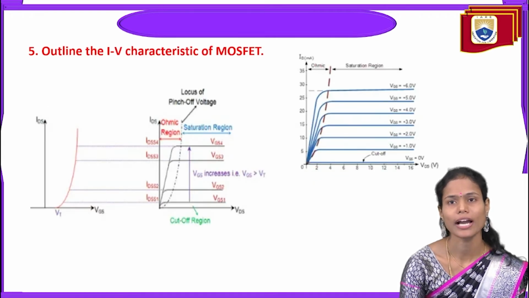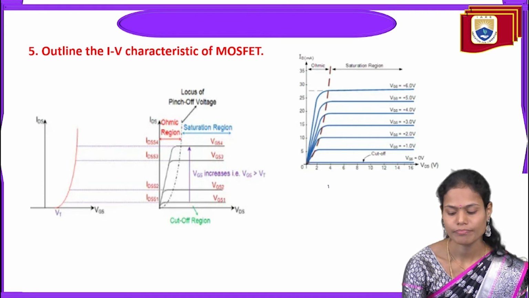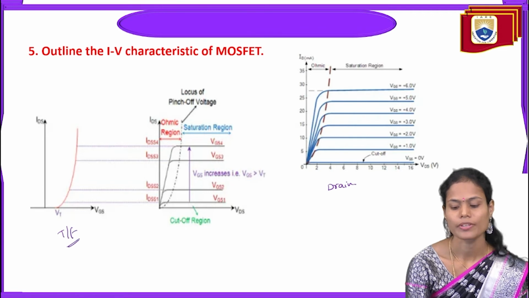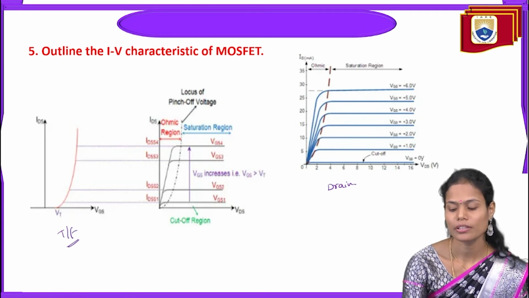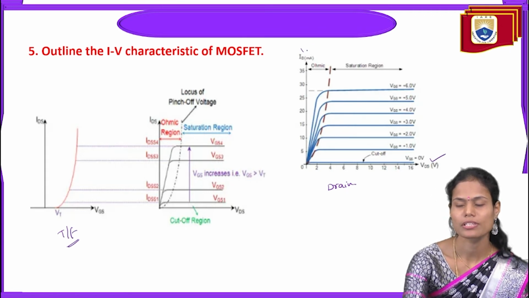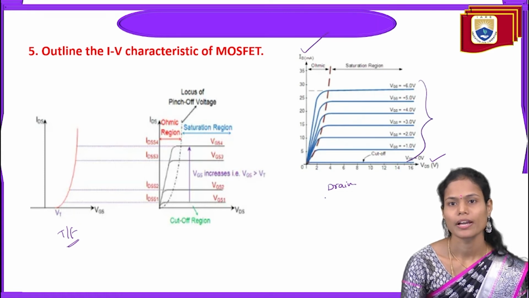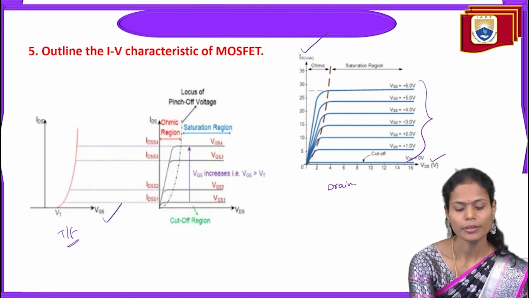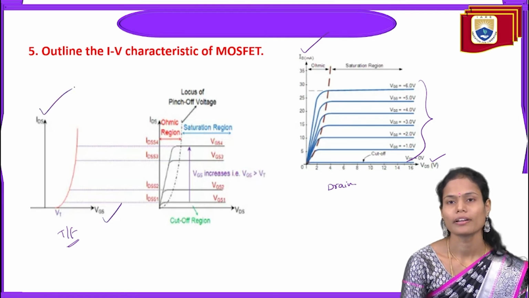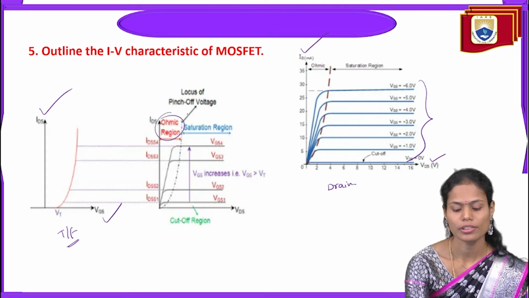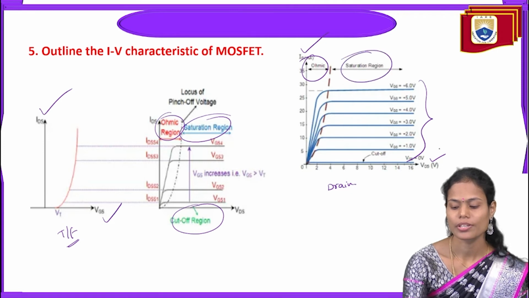And next, outline the IV characteristics of MOSFET. So in the IV characteristics, we are having the drain characteristics as well as transfer characteristics here. So drain characteristics are between the drain to source voltage as well as the drain current, while maintaining the gate to source voltage constant. And the transfer characteristics we will take between VGS and IDS here.